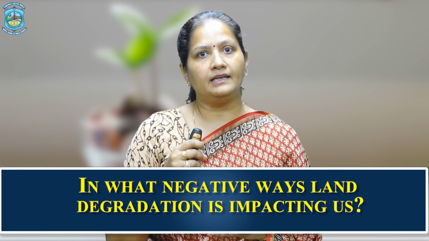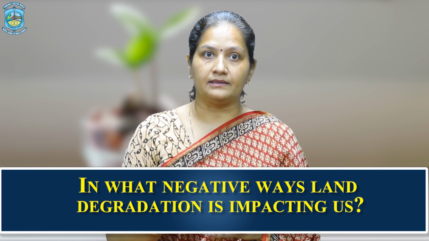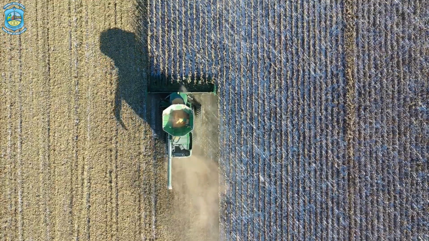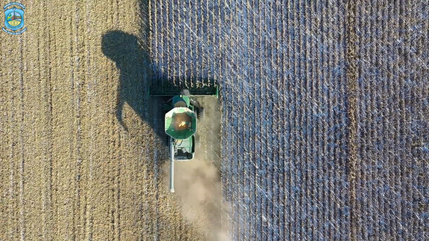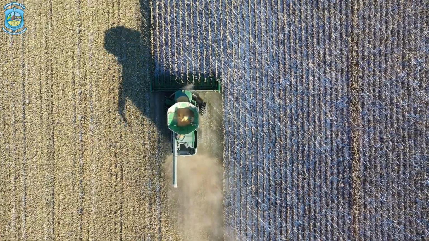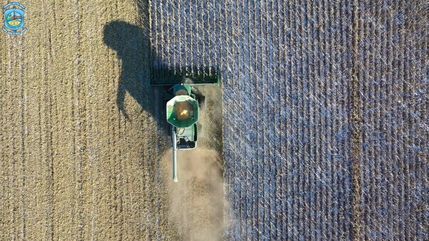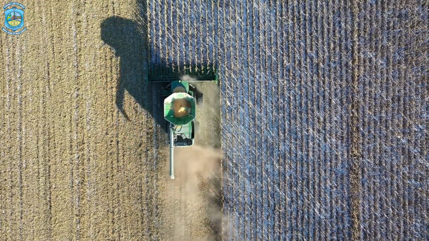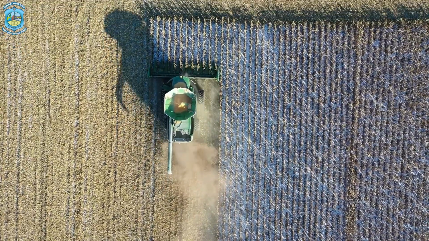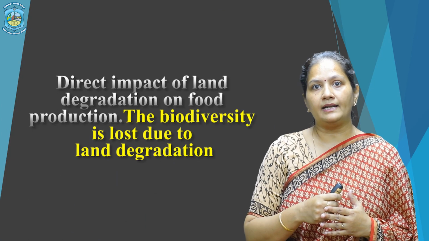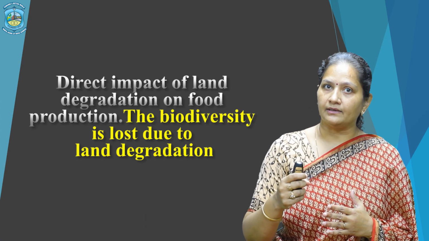The land degradation is happening. It has a devastating impact on human life. Let us see in what negative ways land degradation is impacting us. Due to land degradation, there is damage of topsoil. We should know that if this topsoil is damaged, the agricultural production will be reduced, and that will lead to food scarcity. So, there is a direct impact of land degradation on food production.